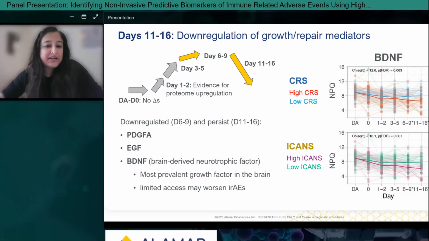BDNF is brain-derived neurotrophic factor. It's the most prevalent growth factor in the brain, and it's involved in neuronal development and plasticity. PDGF-A is important for organ fibrosis and vascular integrity. And so what we're seeing here with downregulation of these key cytokines is the events that lead up to the breakdown of the blood-brain barrier and loss of vascular integrity that cause some of the clinical manifestations of ICANS in terms of cerebral edema and vascular permeabilization.